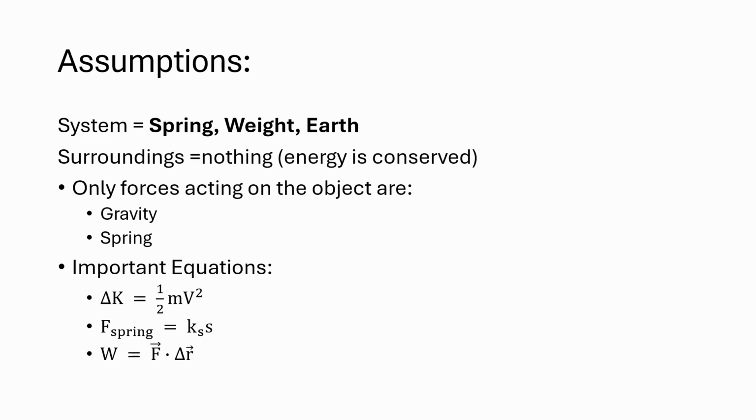Before we continue with calculations, we first need to establish the key assumptions of the experiment. We are setting our system to be the spring and the weight, and our surroundings are going to be nothing, so that energy is conserved within the system. Therefore, the only forces acting within the system are going to be gravity and the spring. The relevant equations to these energies are delta K equals 1/2 mv squared. The force of the spring is equal to the spring constant times the stretch, and work is the force times the displacement.